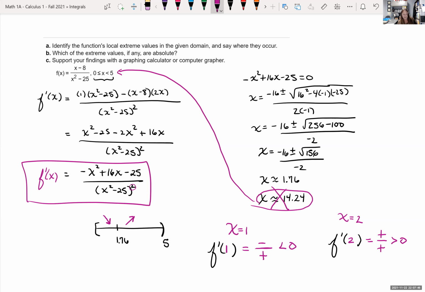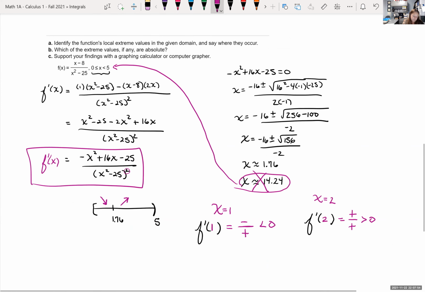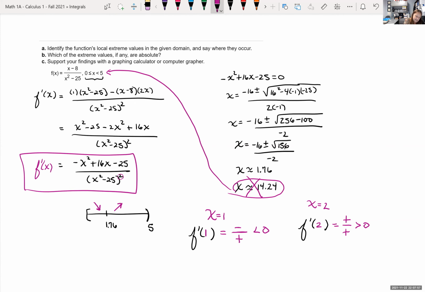So I know 1.76, or approximately, that is going to be a min. Notice that this is going to be the smallest point in that graph. So we have something that's decreasing until we hit this and then increasing. So I notice that I have an absolute min at x equals, and I don't know if they want the exact value or not, because I could technically break that down.